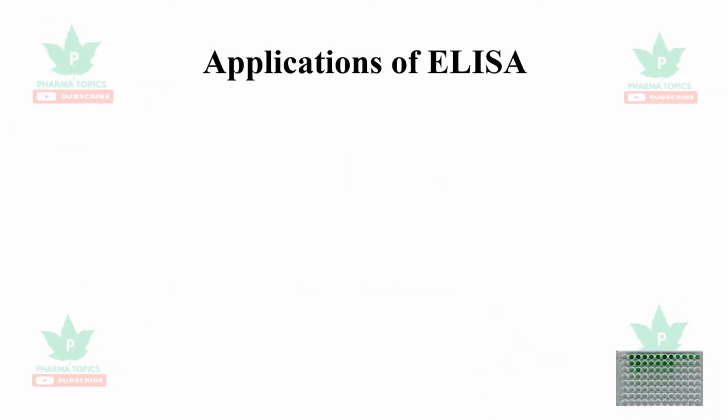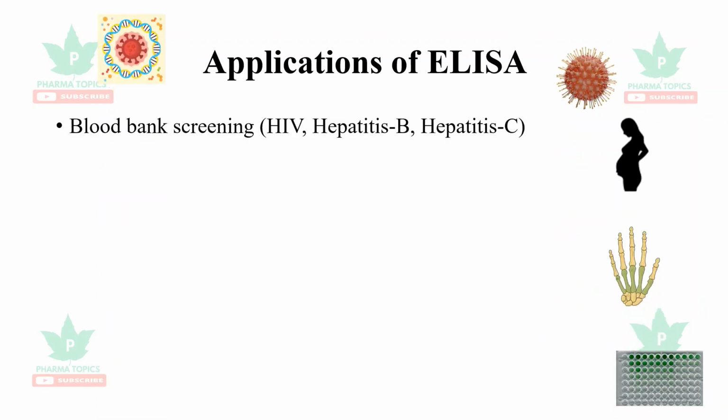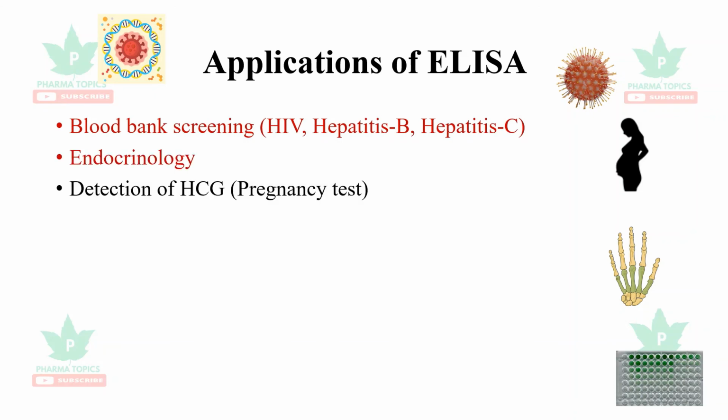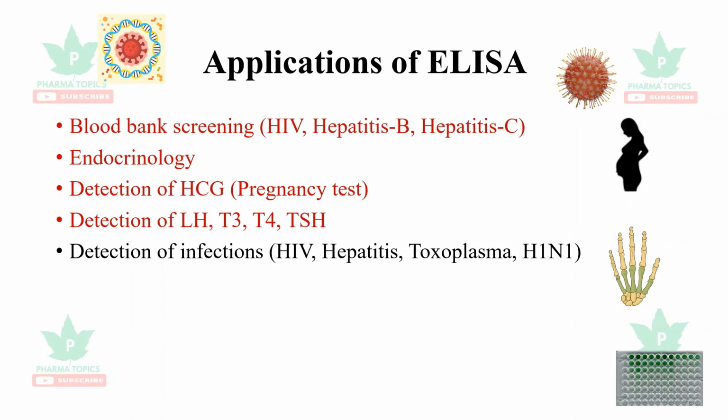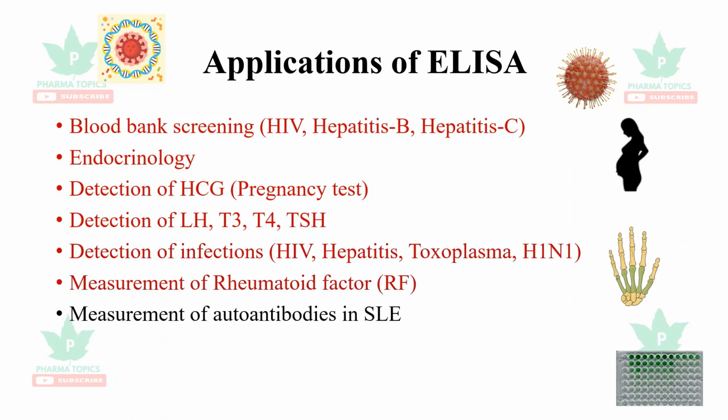Let us see the applications of ELISA. It is very vast. It is used in blood bank. Before blood donation, the blood has to be screened for HIV, hepatitis B and hepatitis C. It's used in endocrinology for the detection of pregnancy, that is human chorionic gonadotropin, detection of LH, T3, T4, TSH, detection of infections. It may be HIV, hepatitis, toxoplasma, or H1N1, that is the swine flu. Measurement of rheumatoid factor, measurement of autoantibodies in SLE, and detection of narcotics. So there are wide variety of applications of the ELISA.